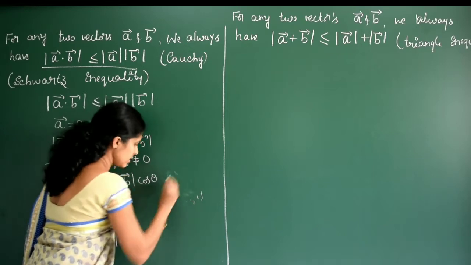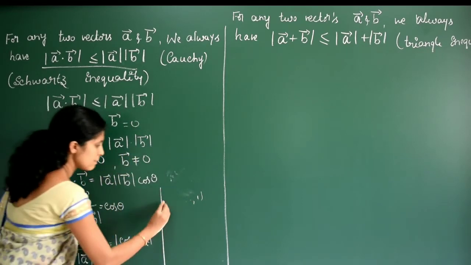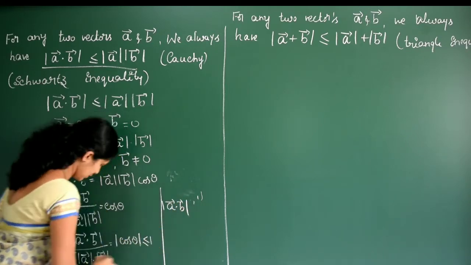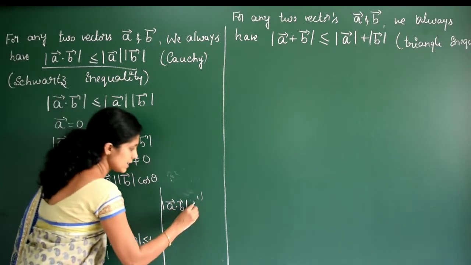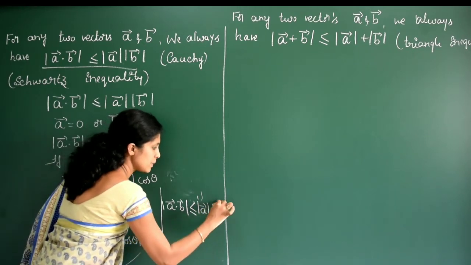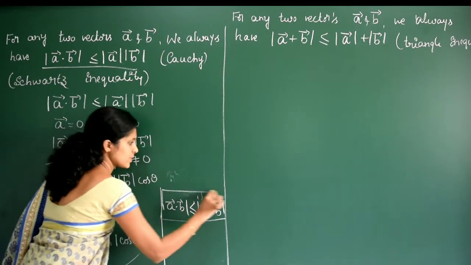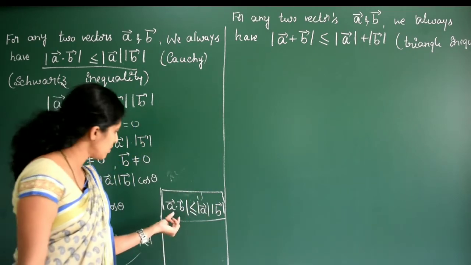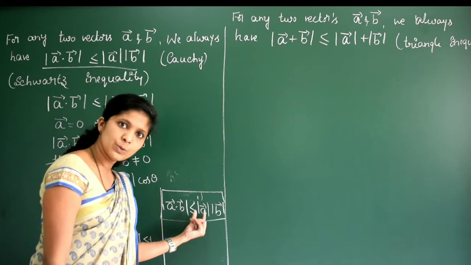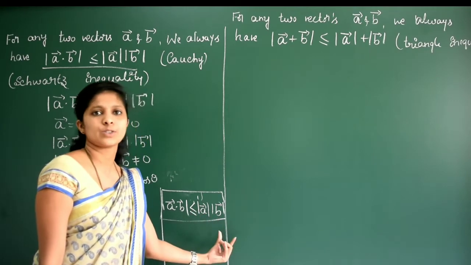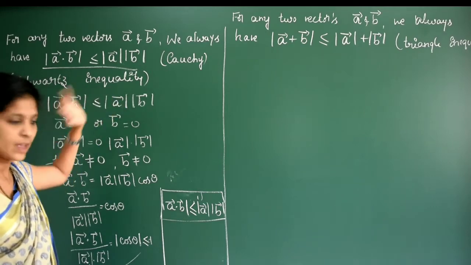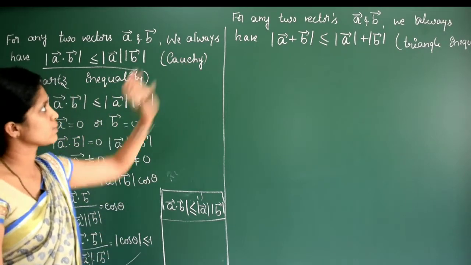By using this one, we can write this as magnitude of A vector dot B vector is, if you multiply by this, less than or equal to magnitude of A vector into magnitude of B vector. So this is clear. Magnitude of dot product of two vectors is always less than or equal to magnitude of A vector into magnitude of B vector. This is called the Cauchy-Schwarz inequality. I hope you understood this. Let us move to this one.